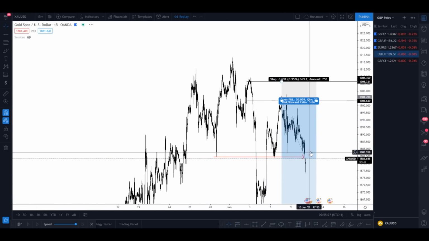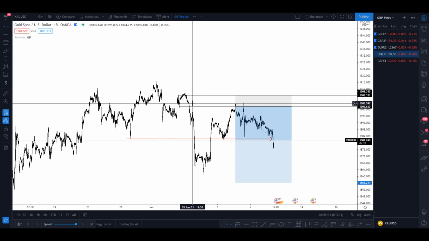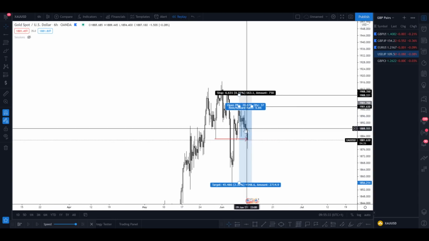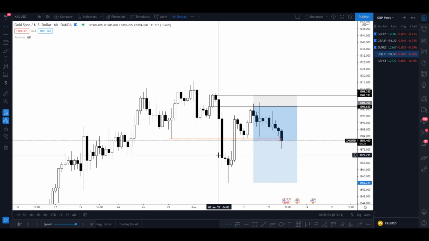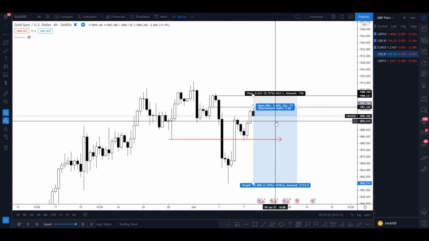Right over here. So I was focusing on the 6-hour point of interest for gold. We're looking at this area right here because the market did end up breaking structure. So I was thinking, okay, once price comes into my point of interest, I'll be thinking about selling, but I'm not going to sell right away.